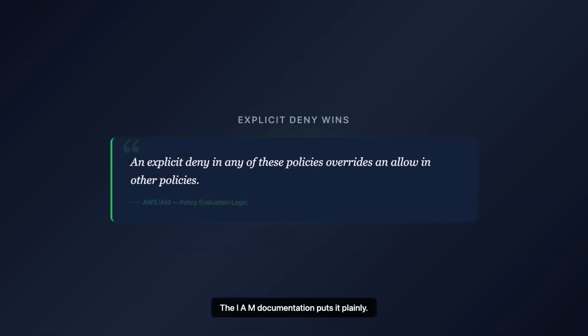The IAM documentation puts it plainly. An explicit deny in any policy overrides an allow in every other policy. So when you see a user with full administrator access who still gets blocked, stop looking at their allows. A deny is hiding somewhere, in a permission boundary, an SCP, or a resource policy. One deny anywhere, and it's over.